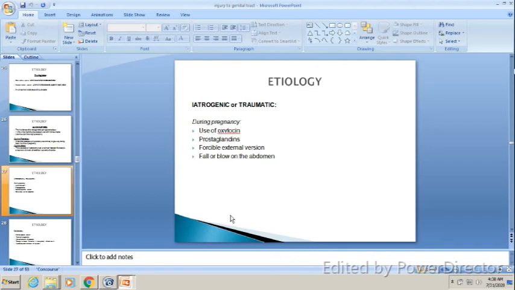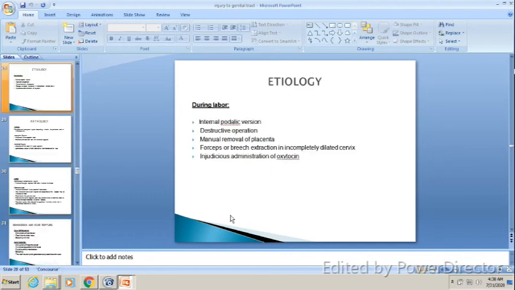Prostaglandins like misoprostol, and prostaglandin gel like dinoprostone used for induction. If you are not able to properly monitor, misoprostol tablets cause more chances of rupture. External version is possible, which you usually do in breech presentations or in transverse lie. Fall or blow on the abdomen, if the patient has a history of accident.